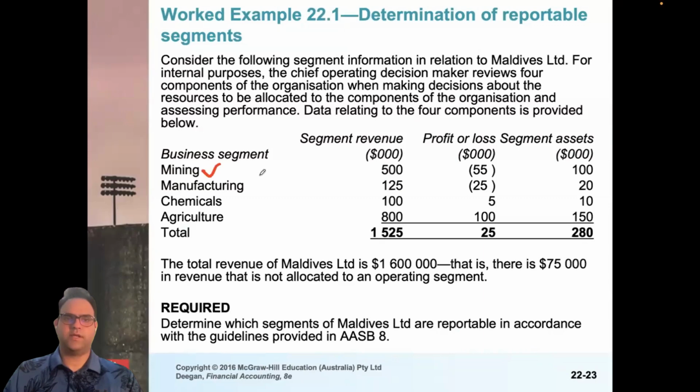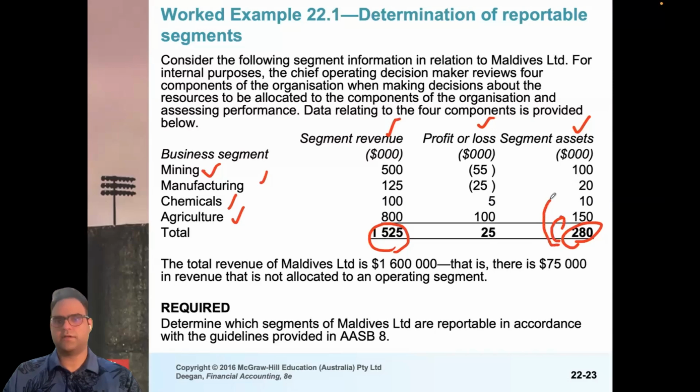And they give an example. There are companies A, B, C, D. They have sales, profit or loss, and assets. So we have to check which of them is 10% or more of the total. For example, in the case of revenue and in the case of assets, yes, this is more than 10%. Yes, this is more than the 10%. So these two become reportable segments.